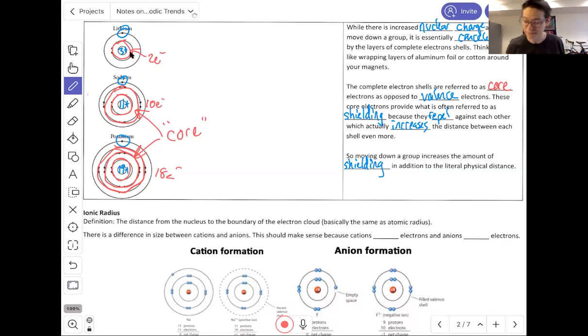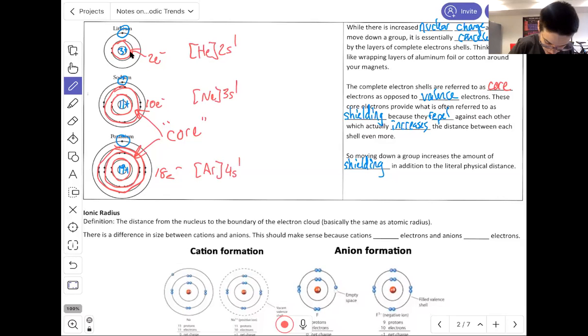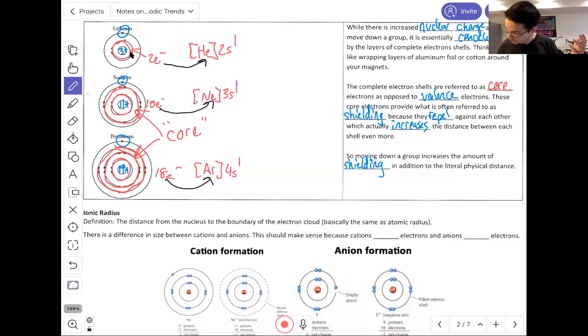And another way to think about it is if you write out the electron configurations using that noble gas thing, right? Helium 2s1, and that would have been neon 3s1, and this would have been argon 4s1. And if you look at it this way, hey, the core is what we used to put in brackets. So all of these things are kind of connected. There's no one way to explain it. So whichever framing kind of works in your head is totally fine. But that's what we got for atomic radius.